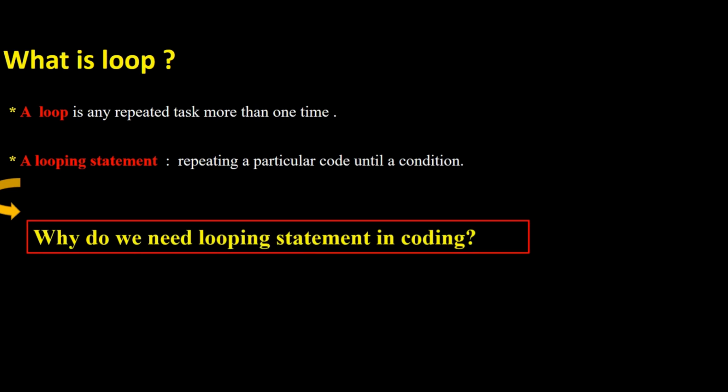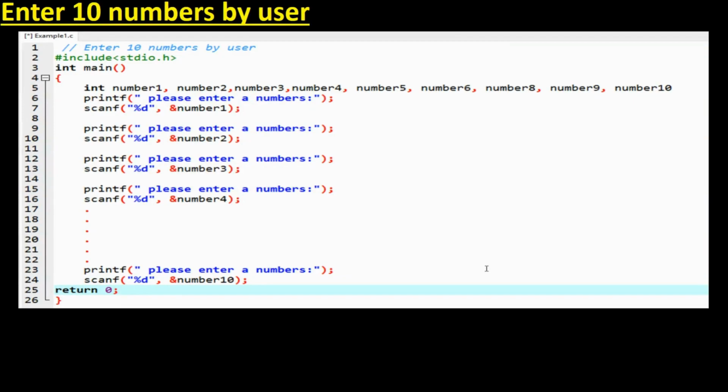So, the most important question here: why do we need looping statements in coding? Let's start with an example. We have this example: to enter 10 numbers by the user. The first thing that you have to do is to create 10 variables in which we will memorize the different numbers that the user will enter. And we have to repeat this code: printf, please enter a number, and scanf, to memorize or register the number in these variables. So here we are asking the user to enter 10 numbers, so we have to repeat these 2 lines of code 10 times because we will ask the user for 10 numbers.